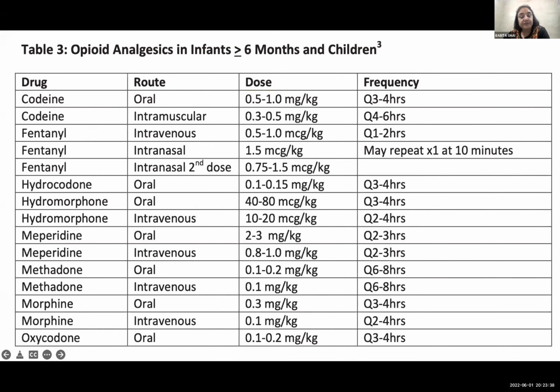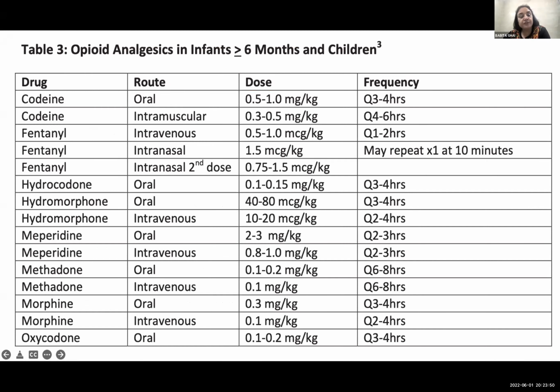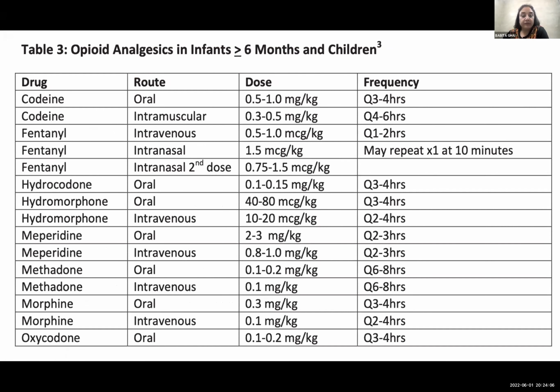Doses have been described for various opioids. Those used are morphine and fentanyl in the Indian setup, though in the Western setup codeine, oxycodone, hydromorphone and methadone are also available. This is the chart which describes the dosing. The most commonly used is fentanyl IV. We use 0.5 to 1 microgram per kg, every 1 to 2 hours, titrated to the response, and morphine, which is 20 to 50 microgram per kg for 1 to 2 hours.